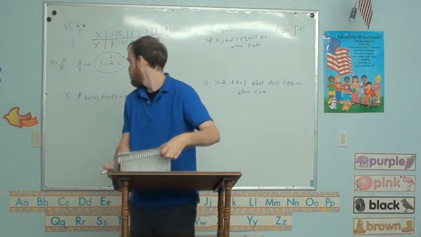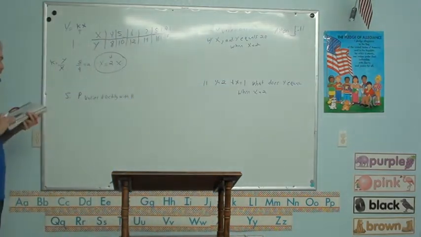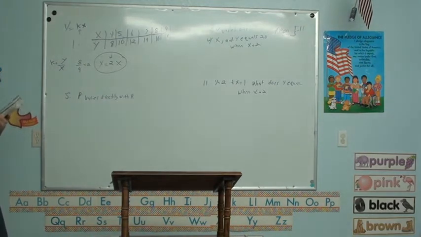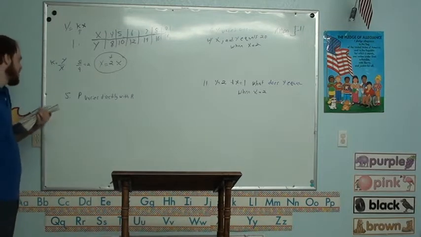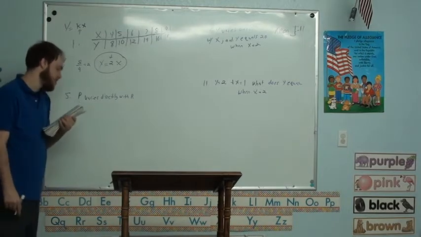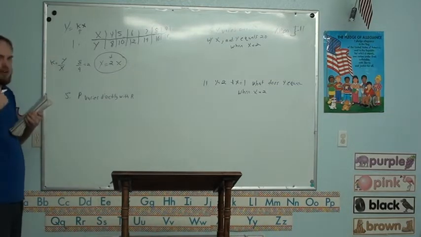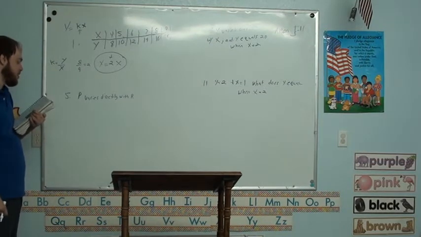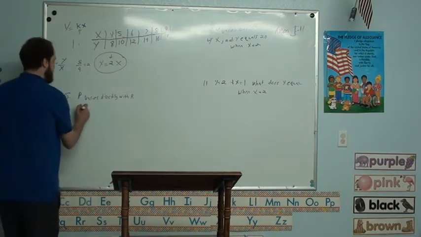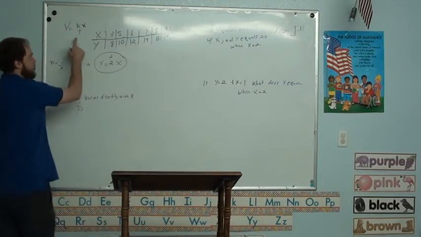The next type of problem is like number 5. Number 5 says express each relationship algebraically, using k as the constant of variation. It says p varies directly with r. Whether it says varies directly or directly proportional, that's the same language. Here p is going to be like my y. This right here says y varies directly with x, and this says p varies directly with r.